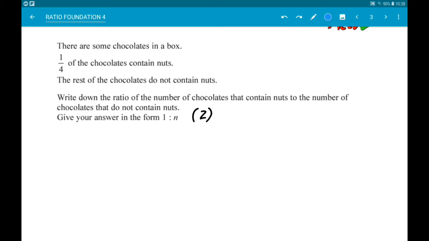Okay, so 1/4 of the chocolates contain nuts, so that means 1 in every 4 contains nuts, which means 3 in every 4 do not. So if we call this nuts to no nuts, it's just 1 to 3.